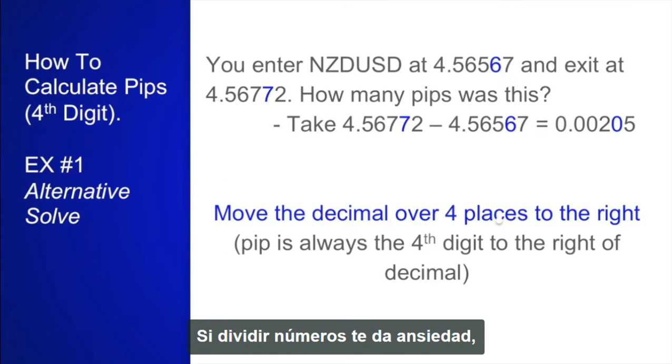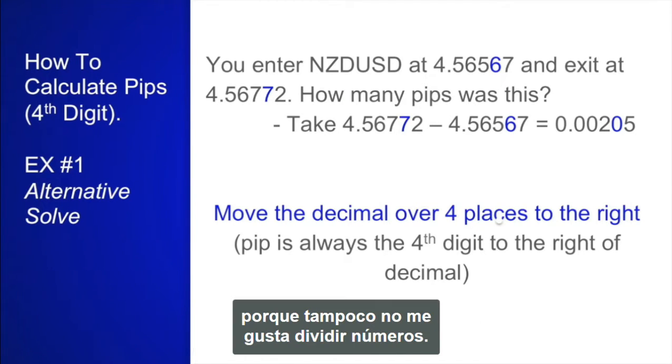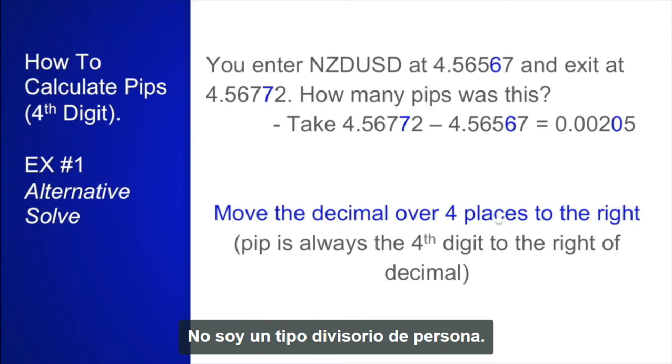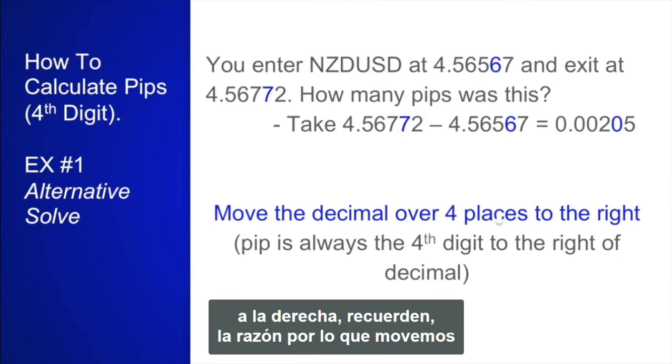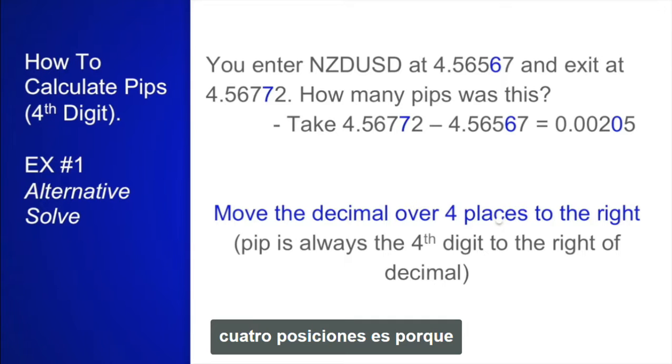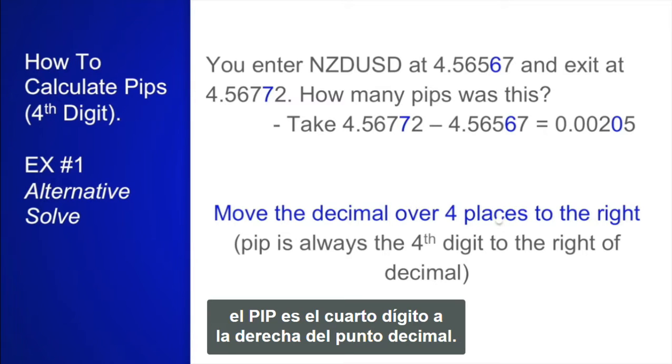Now, if dividing numbers gives you the heebie-jeebies, there's a whole nother way that you can solve this. There's an alternative way, and this is the way that I personally like to use, because I don't like dividing numbers either. I'm not a dividing type of person. If you move the decimal over 4 places to the right, remember, the reason why we're moving it 4 places to the right is because the pip is the fourth digit to the right of the decimal.